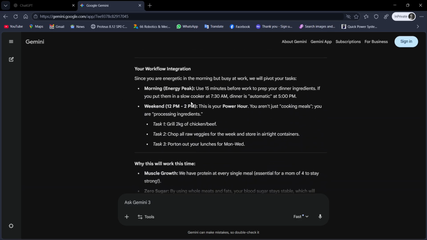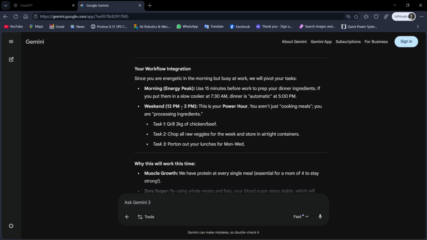Let's see your workflow integration. Now this is the structure part. Since you're energetic in the morning but busy at work, we would pivot your task. Morning energy peak: use 15 minutes before work to prep your dinner ingredients. If you put them in a slow cooker at 7:30, dinner is automatic at 5 p.m.